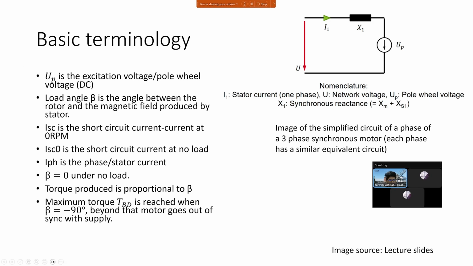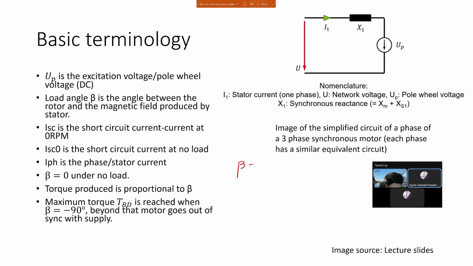ISC is the short circuit current at 0 RPM, which means it's like max torque. At 0 RPM the rotor is completely stopped, and what's the current being consumed? ISC0 is the short circuit current at no load, which means it's spinning completely freely, beta is equal to 0, and there is no UP because there is no lag between the rotor and the stator. The beta angle goes to 0, right?